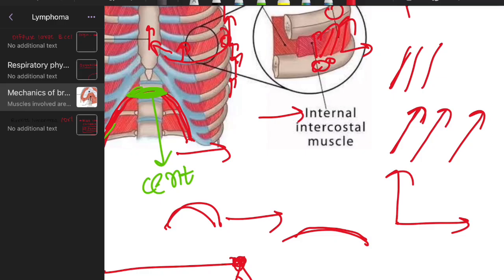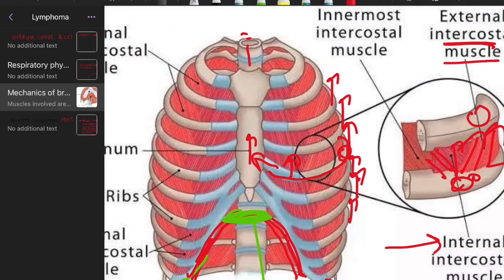See, you see their direction, they are just perpendicular to the direction of the external intercostal muscles. So what they do is they arise from the upper ribs and attach to the lower ribs, and they pull the ribs in this direction. Basically what happens is that they pull the ribs downwards. So if I pull the ribs downwards, then the sternum, instead of going upwards, will go downwards.